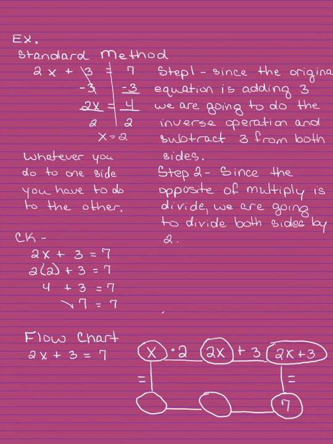Now we're going to do the inverse, the opposite. So above I have plus 3, I'm going to subtract 3, so 7 minus 3 is 4. Above I have multiply by 2, so below I'm going to divide by 2. So 4 divided by 2 is 2, so x equals 2. I'm sorry, I didn't realize that I actually did it that fast.